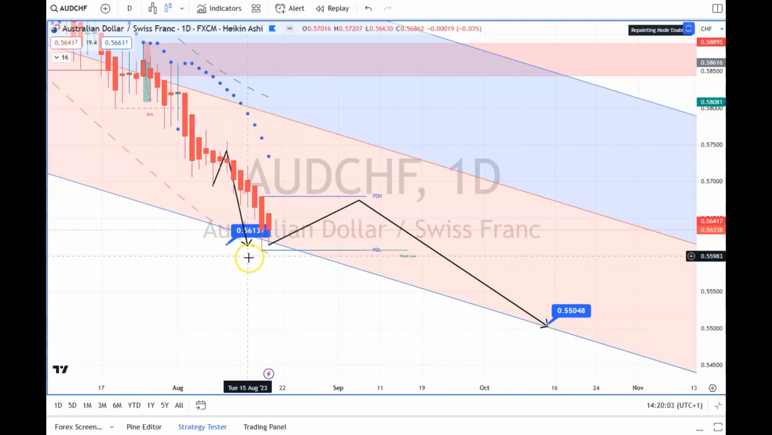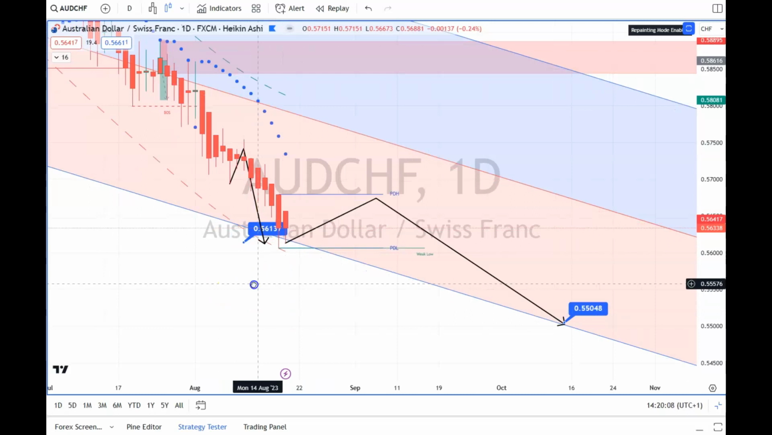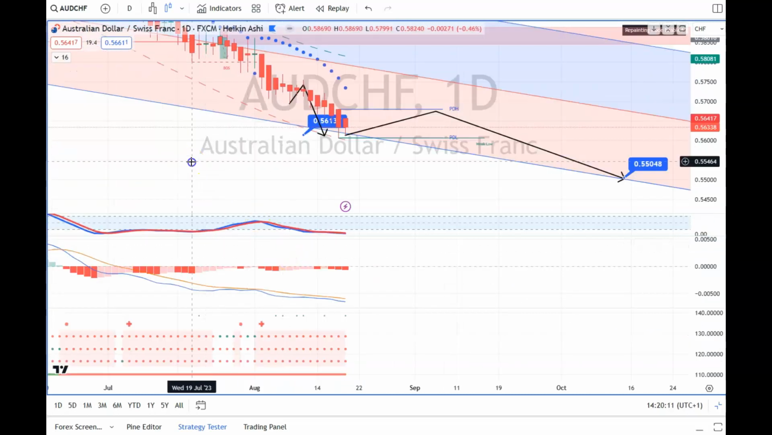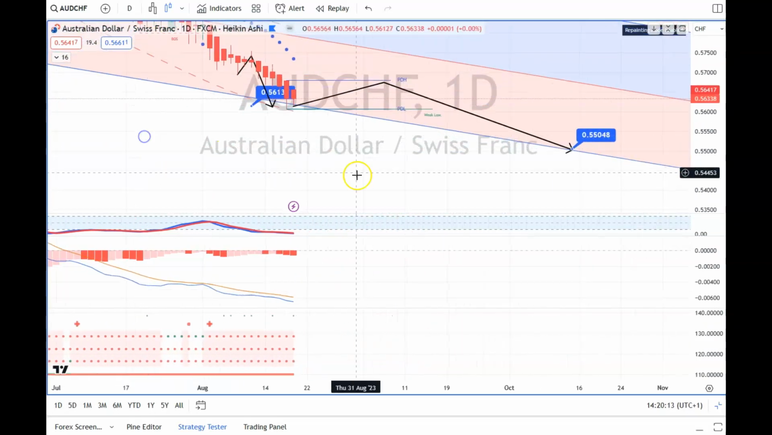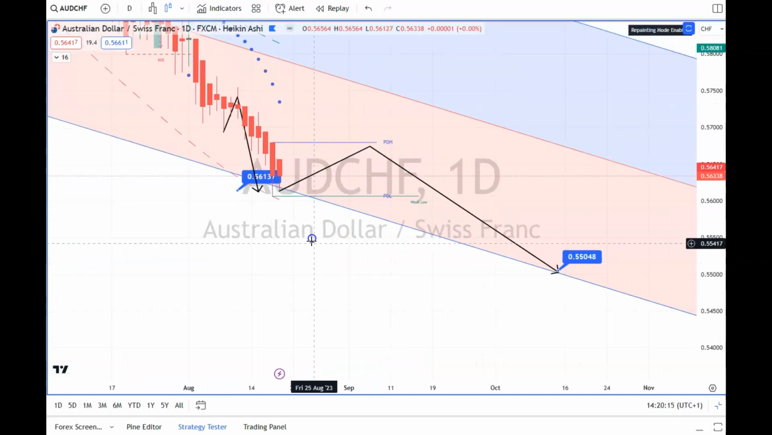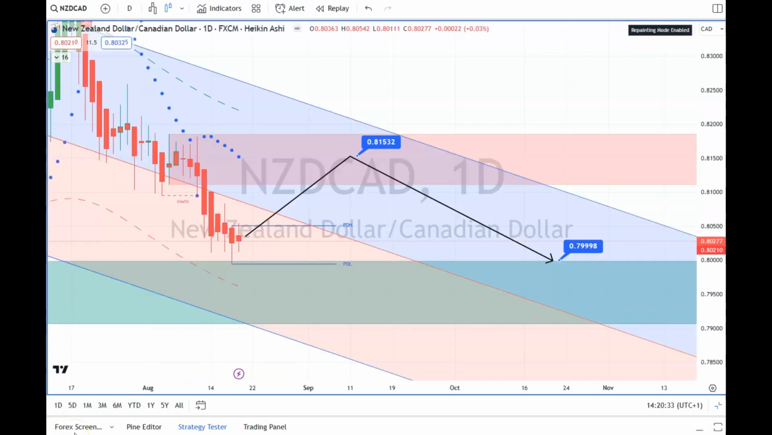So the Aussie Swiss hit target from last week. Congratulations if you traded it. Further downside momentum is highly likely into a parabolic trend. All the sellers are in. Do you get it yet? So we are expecting a bit of a pullback to here before it goes down to 5504.